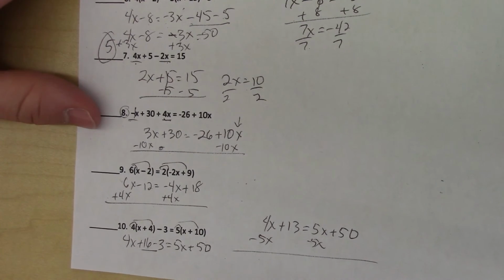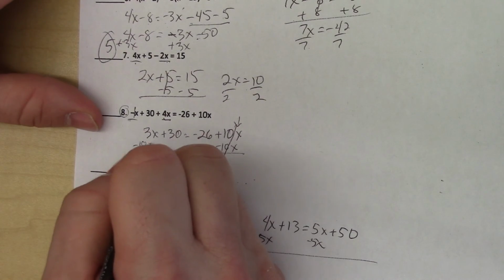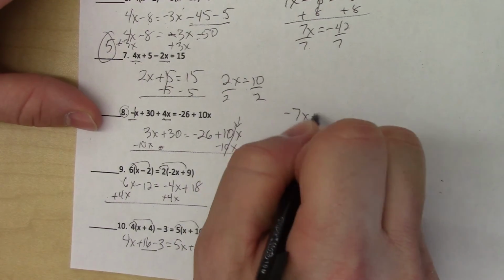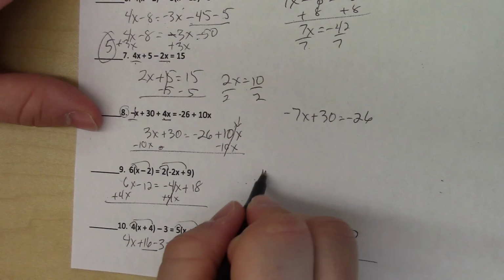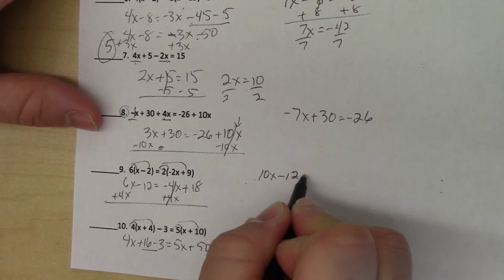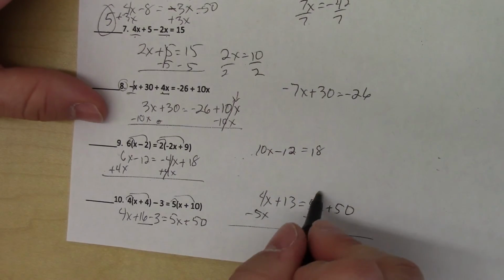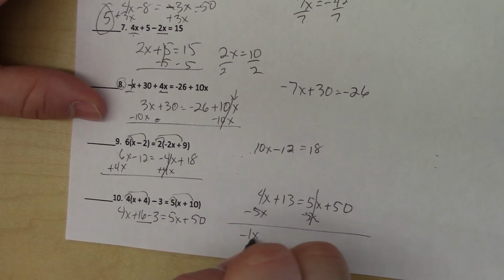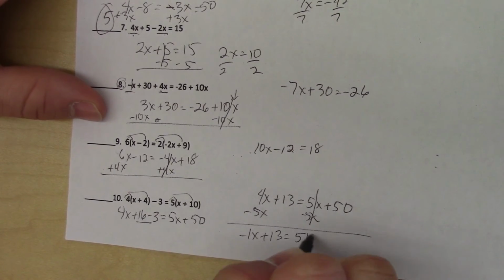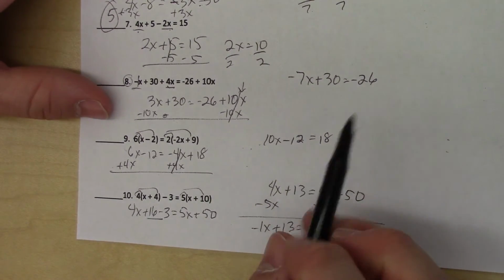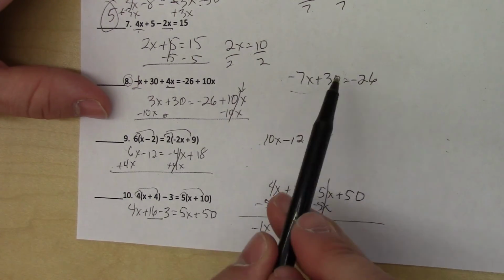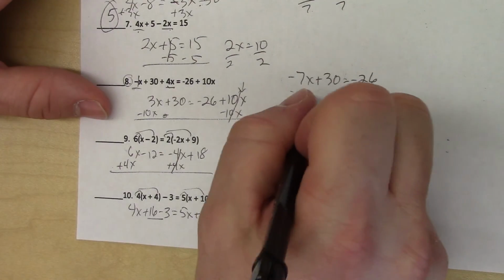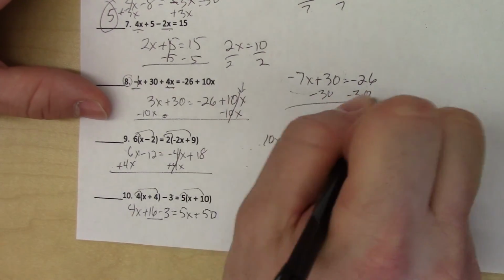Again, it's always the same step, so I can do these all kind of at once. Those cancel. I get negative 7x plus 30 equals negative 26. Those cancel. I get 10x minus 12 equals 18. Those cancel. I get negative 1x plus 13 equals 50. And now for all of these, again, the next step is look for the side that has more and get rid of something. If there's a number over here, move the number. If there's a letter over here, move the letter. And all of these are just do the opposite of the number.